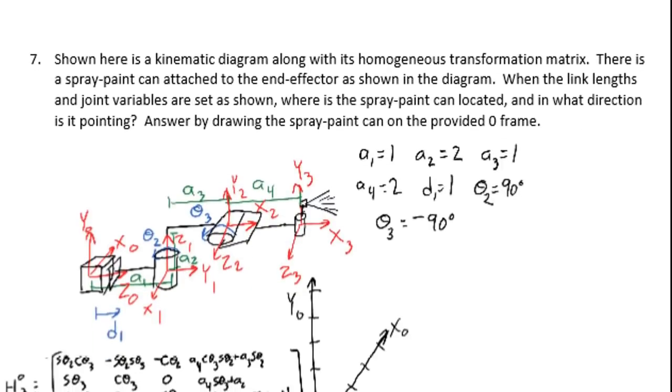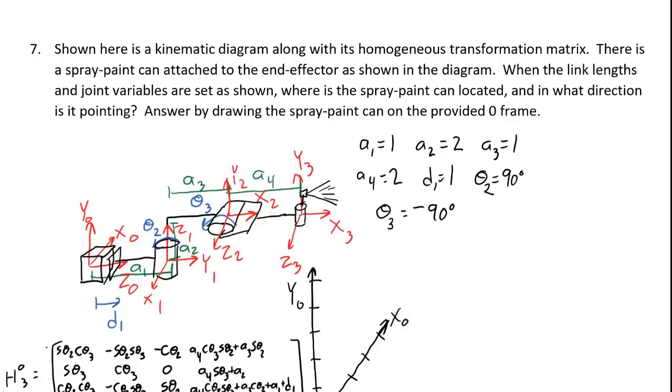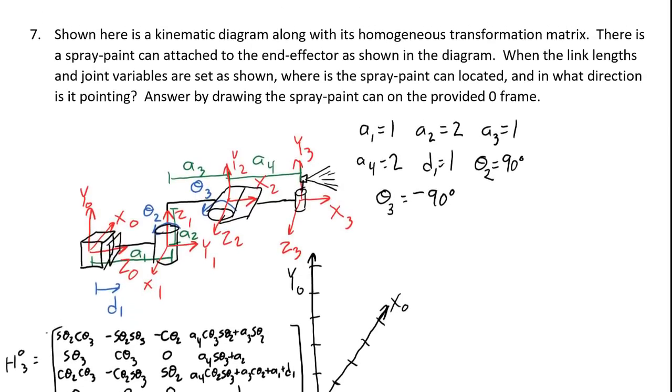Let's move on to question number 7. Question number 7 says, shown here is a kinematic diagram along with its homogeneous transformation matrix. There is a spray paint can attached to the end effector as shown in the diagram. When the link lengths and joint variables are set as shown, where is the spray paint can located and in what direction is it pointing? Answer by drawing the spray paint can on the provided 0 frame.